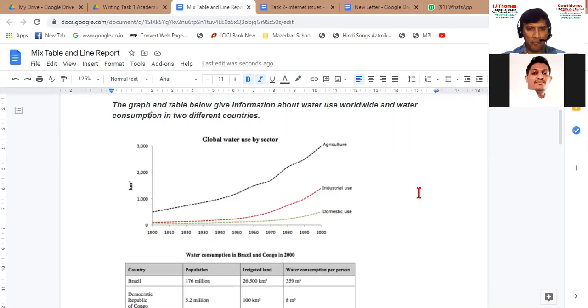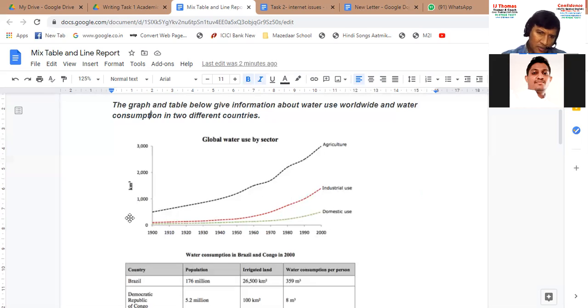Okay. So in the beginning, the agriculture and industrial use showed continuous growth, while in contrast, domestic use only showed a limited growth. Limited growth. Okay. One more thing.